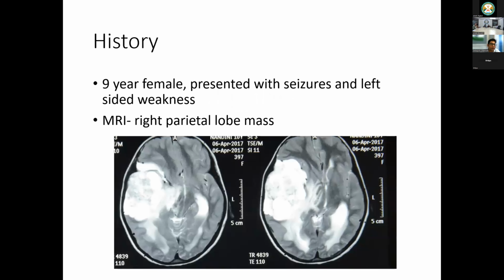Case 2. It was a 9-year-old female who had presented with seizures and left-sided weakness. And you can see here on the MRI brain, there's a large contrast enhancing lesion involving the right parietal lobe, which is involving both gray as well as white matter. There's perilesional edema here, and there are areas of necrosis inside, indicating a high-grade tumor.